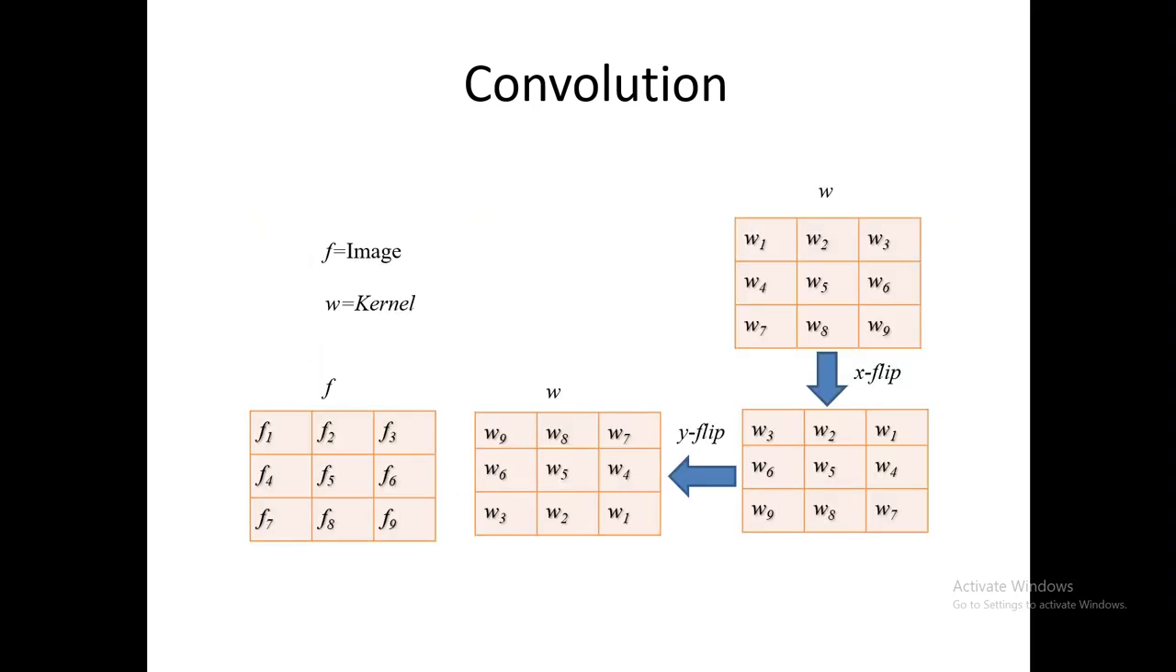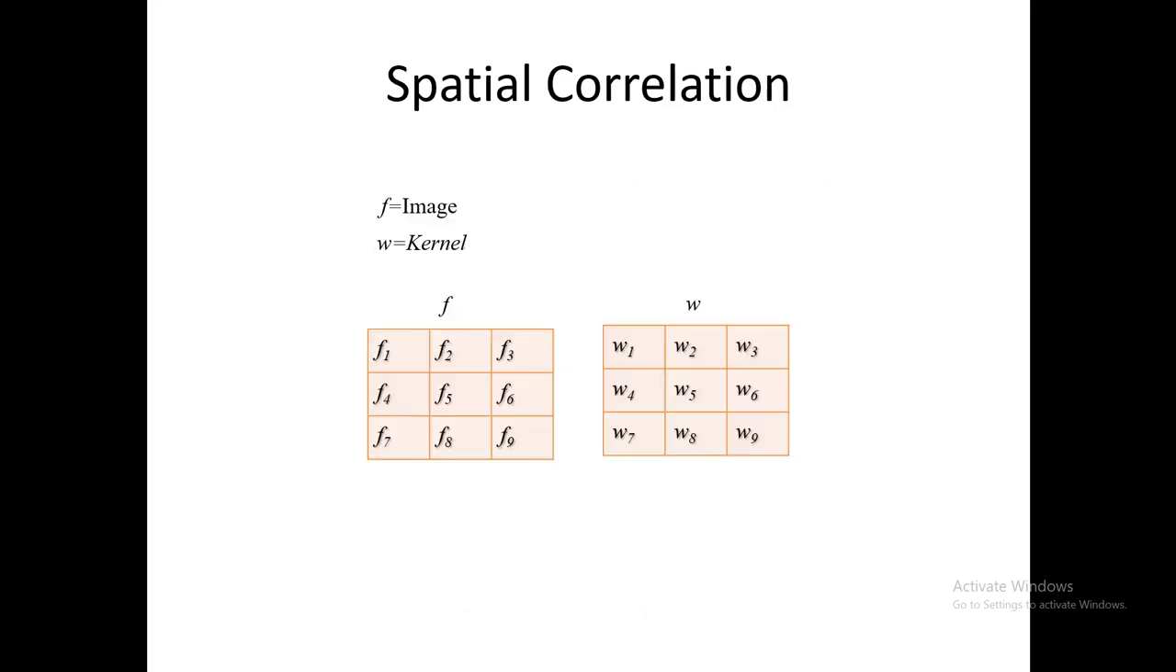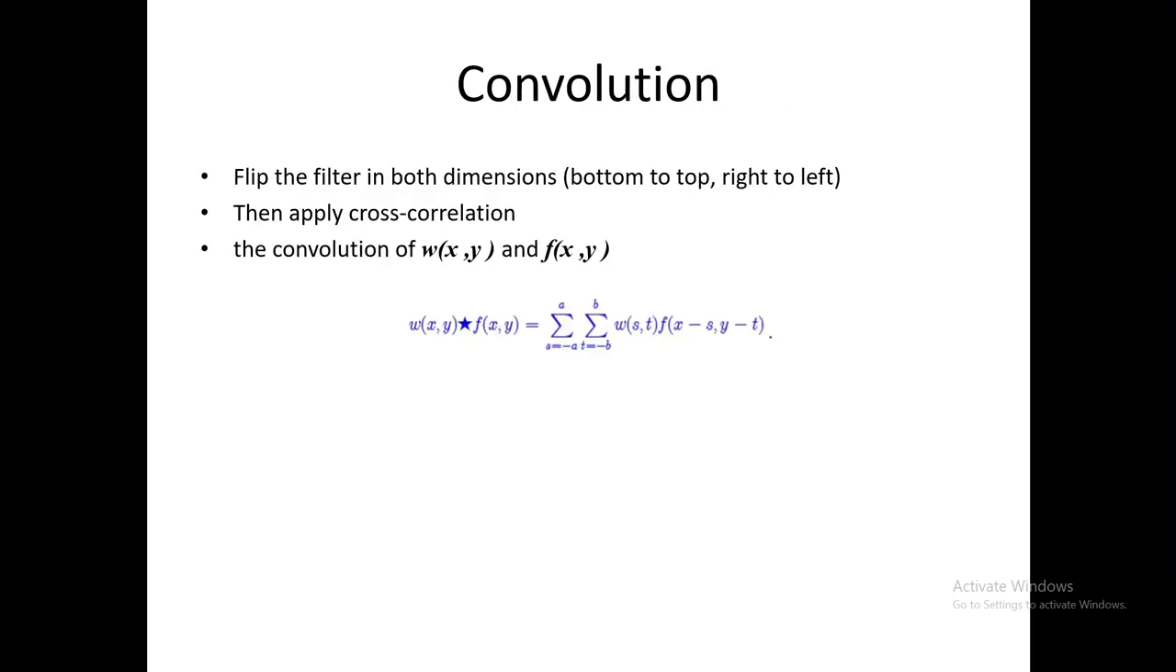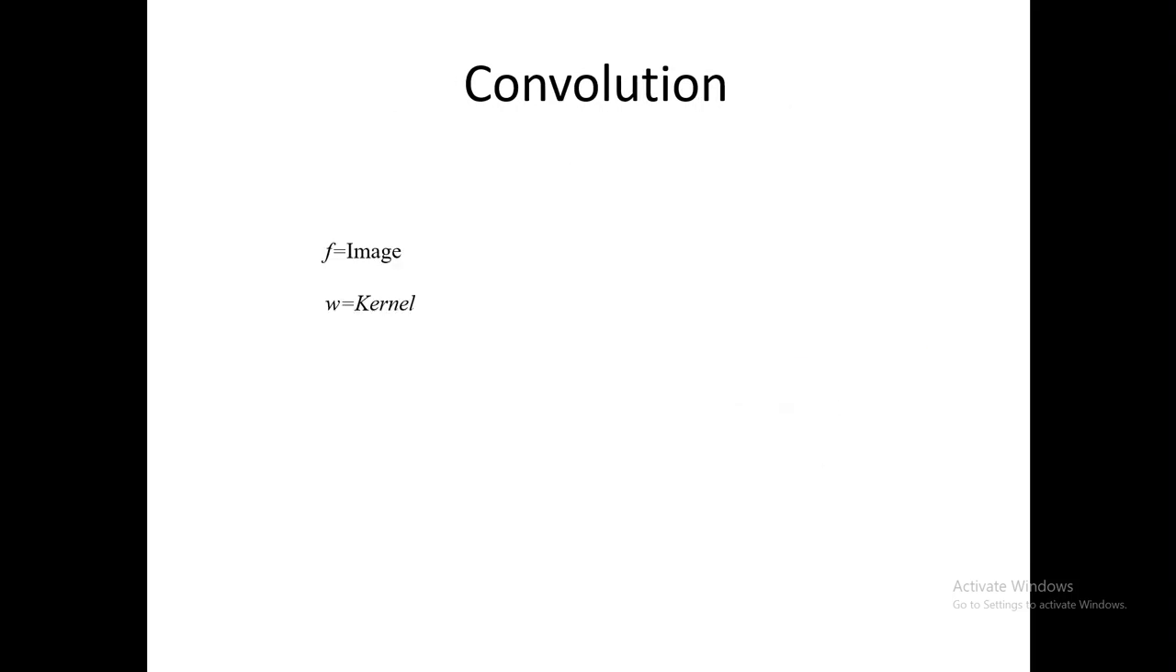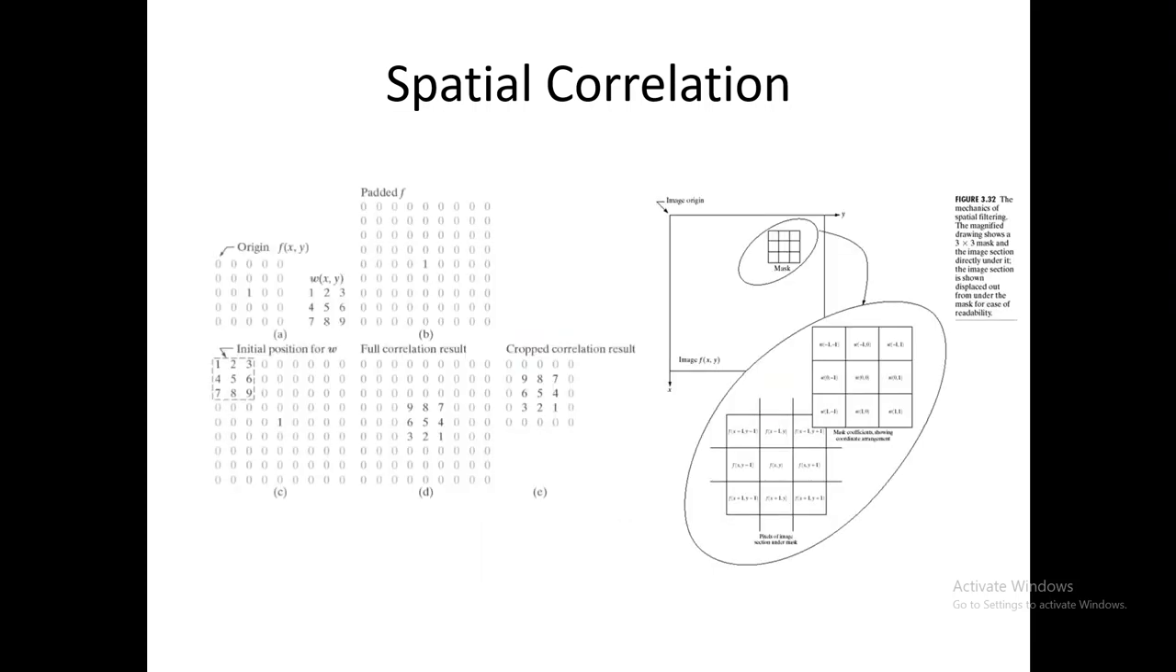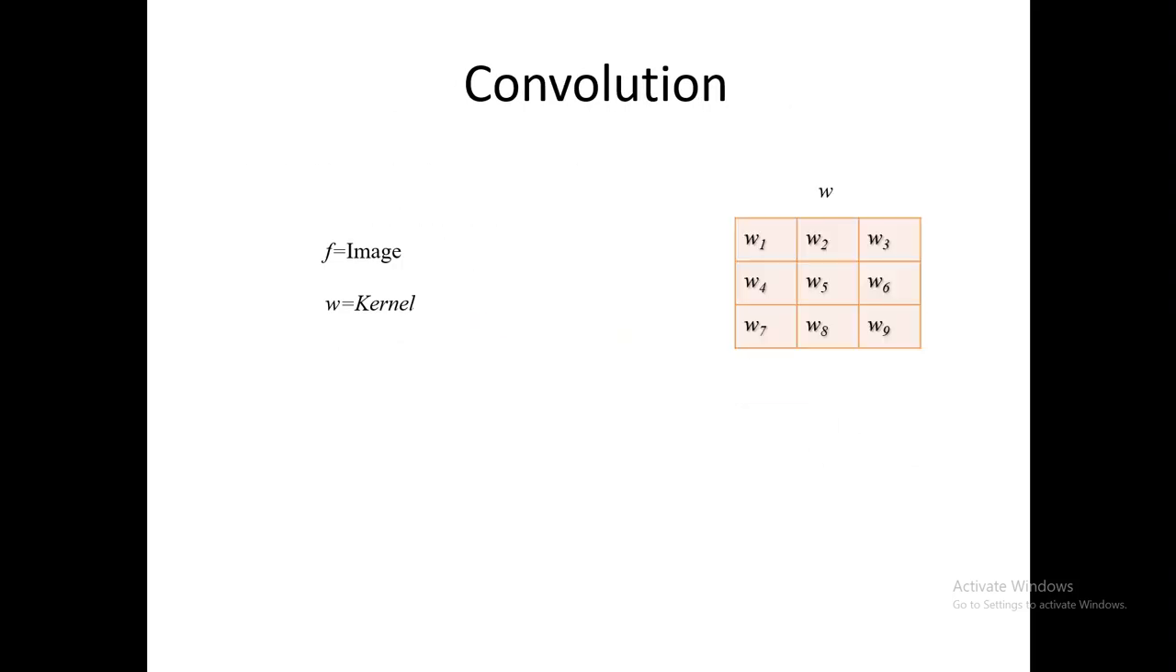We can see here, let's go back. Yeah, here, the result of correlation in this case is just the flipped version of convolution. We can say that the result of correlation is the flipped version of convolution, or convolution is just the flipped version of correlation.